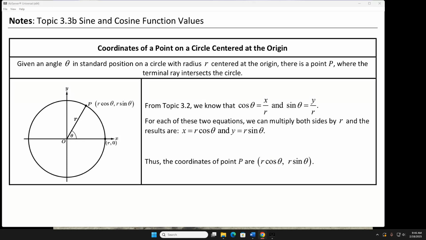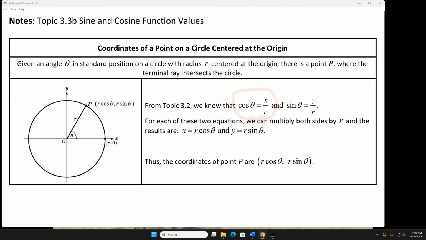All right, so part of the lesson today is using stuff that we learned previously to do something different, to actually find those ordered pairs. In topic 3.2, we learned that to find the cosine of theta, you do x divided by r. But what we can do is solve that for x. What would you do to solve that for x?